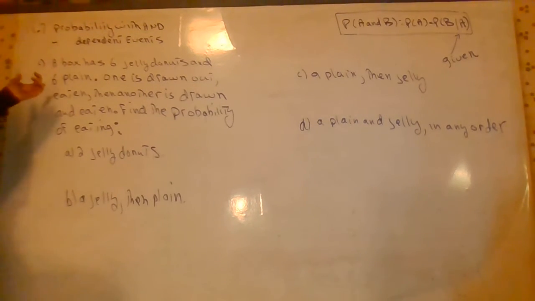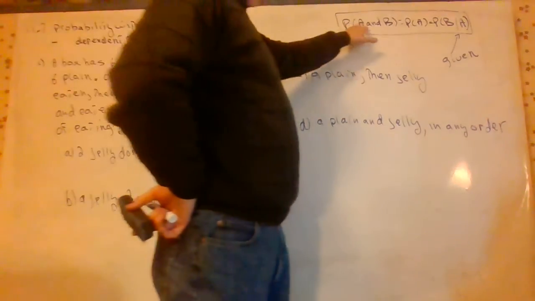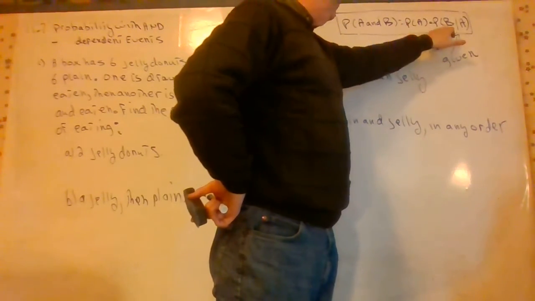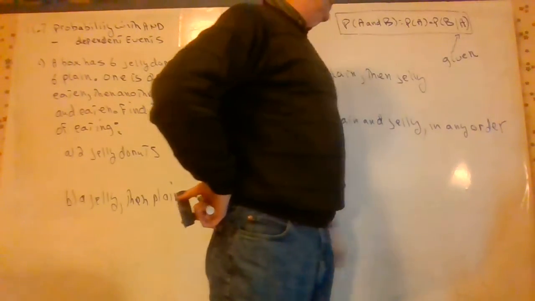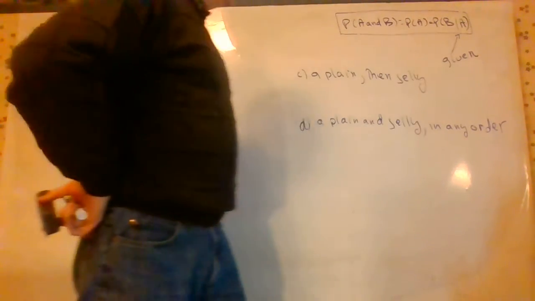11.7, probability with the and. We're going to talk about dependent events. Here's a formula. Probability of A and B is equal to probability of A times probability of B given that A occurred. Okay, this vertical line, you can replace that with the word given.